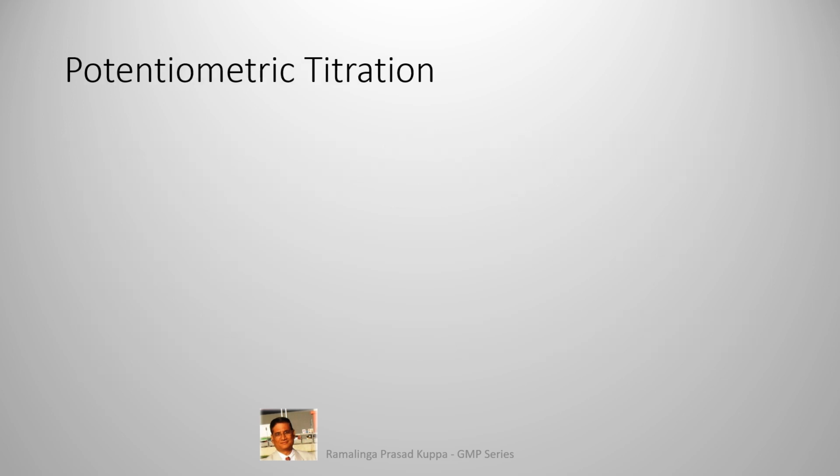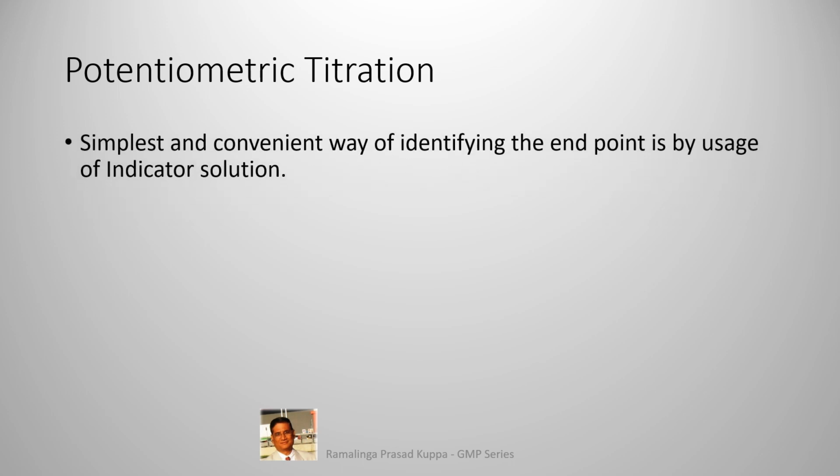Let us see how potentiometric titration works. The simplest and most convenient way of identifying the endpoint is by using an indicator solution. In visual methodologies, your eye is the detector to catch the endpoint. Since there will be a clear color change, the naked eye can detect the completion of titration easily without much effort.